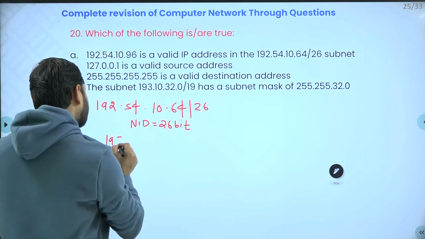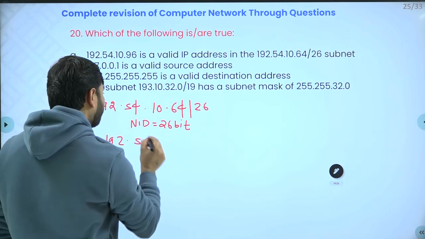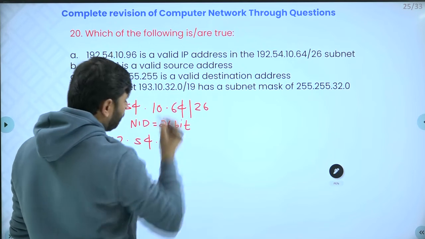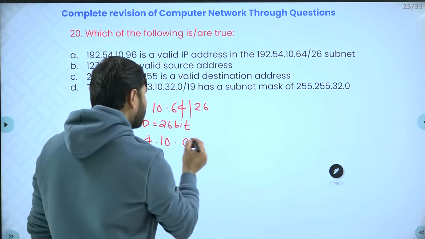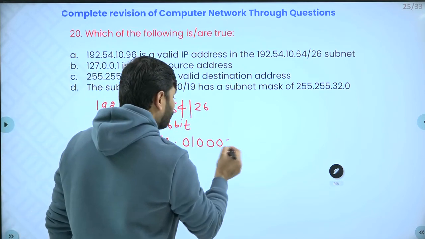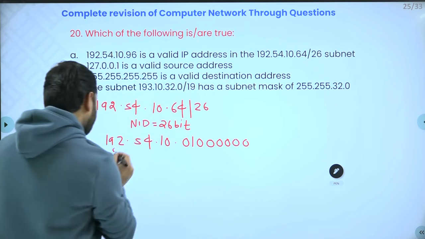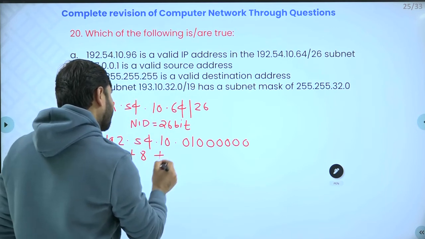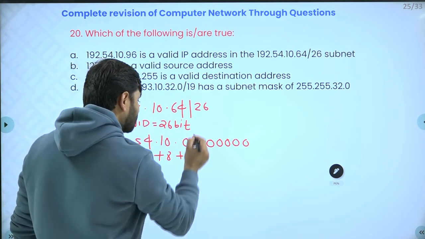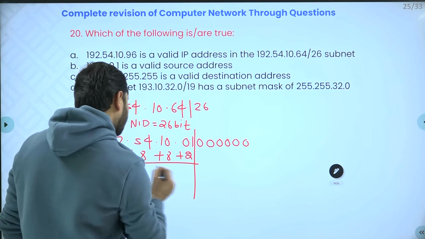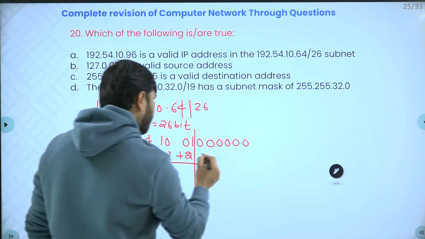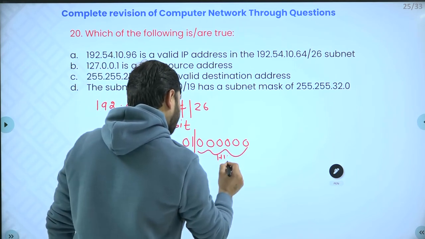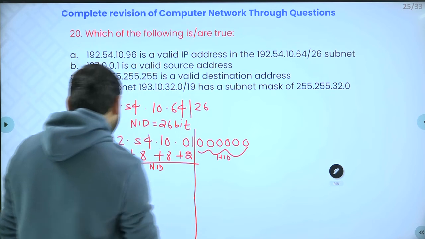How we can find this is: 192.54.10 dot. If we convert into 0 and 1, 128, 64, 32, 16, 8, 4, 2, 1. So this is 8 bits, this is 8 bits, this is 8 bits, 24 plus 2, 26. Okay. This is representing the network ID and these remaining 6 bits are representing the host ID. We can easily find the range or not?